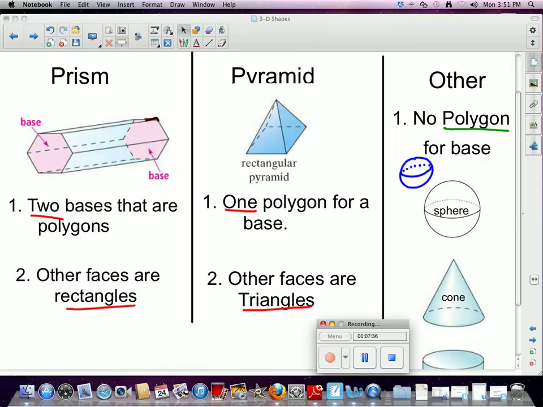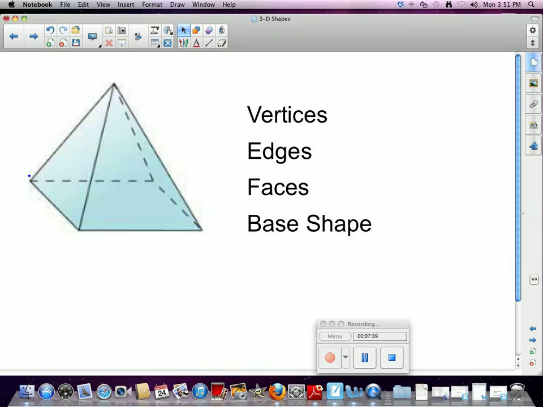So let's take a look at a shape. You don't have to draw the shape, but let's start counting. I want you to write right now in your notebook a V for vertices, an E for edges, an F for faces, and a B for base shape. So let's count the vertices. We have 1, 2, 3, 4, 5. So V equals 5.